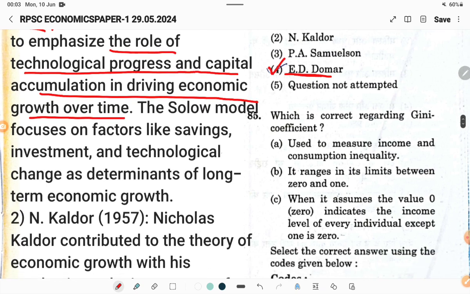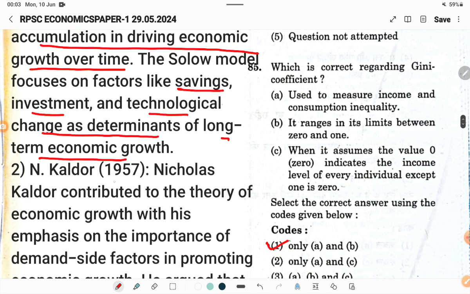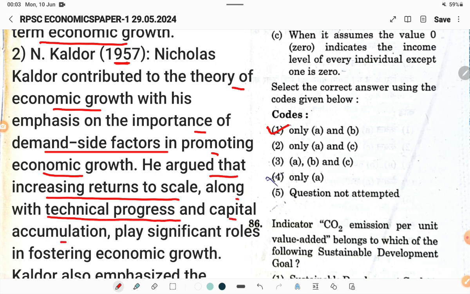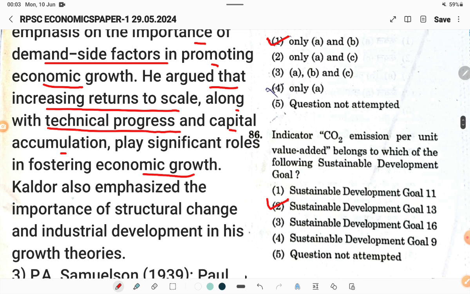The Solow model focuses on factors like savings, investment, and technological change as determinants of long-term economic growth. And the second option is Nicholas Kaldor, 1957. Kaldor contributes to the theory of economic growth with his emphasis on the importance of demand-side factors in promoting economic growth. He argued that increasing returns to scale along with technical progress and capital accumulation play significant roles in fostering economic growth. Kaldor also emphasized the importance of structural change and industrial development in his growth theories.